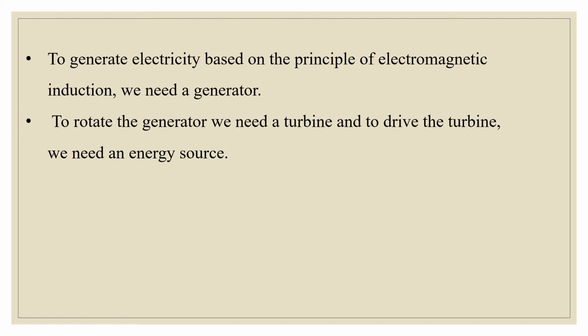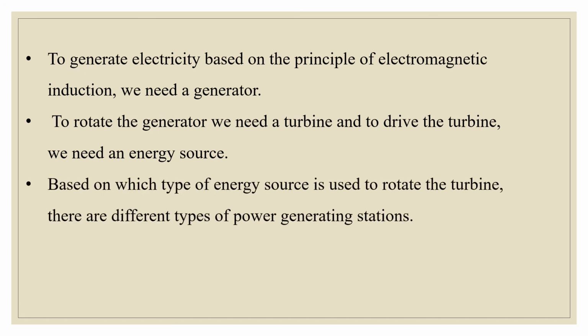So in order to have electricity generated, you need a generator. And to rotate the generator you need a turbine, and to move the turbine you need an energy source, which is water or air. Understood? Based on which type of energy source is used to rotate the turbine, there are different types of power generating stations.